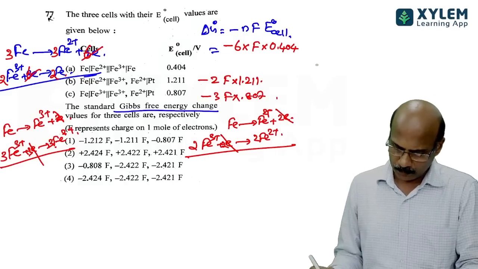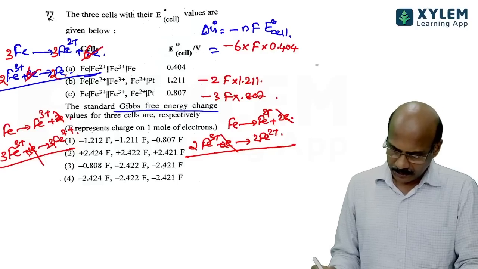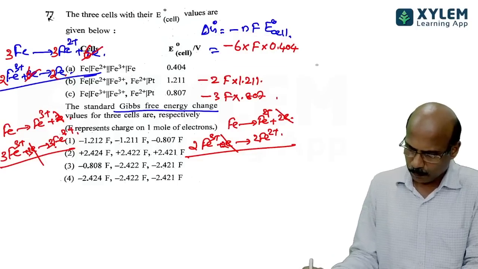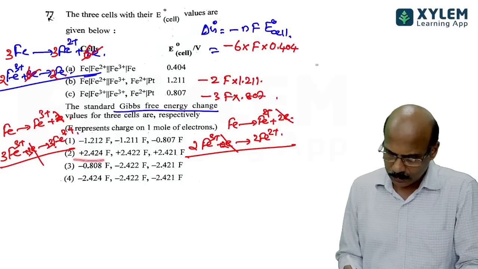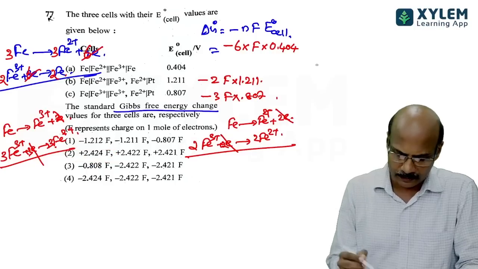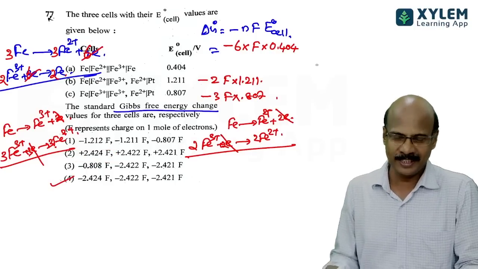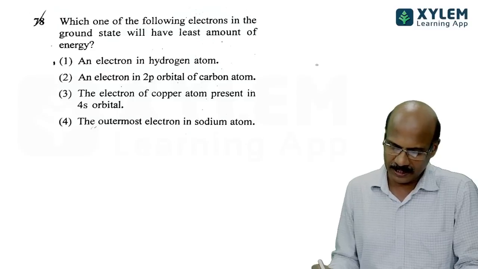So what are the possible combinations here? Clearly, on solving this you may get minus 2.424. Minus 2.424 is the answer required. So the correct combination is given in the fourth option. Now let me go to 78.